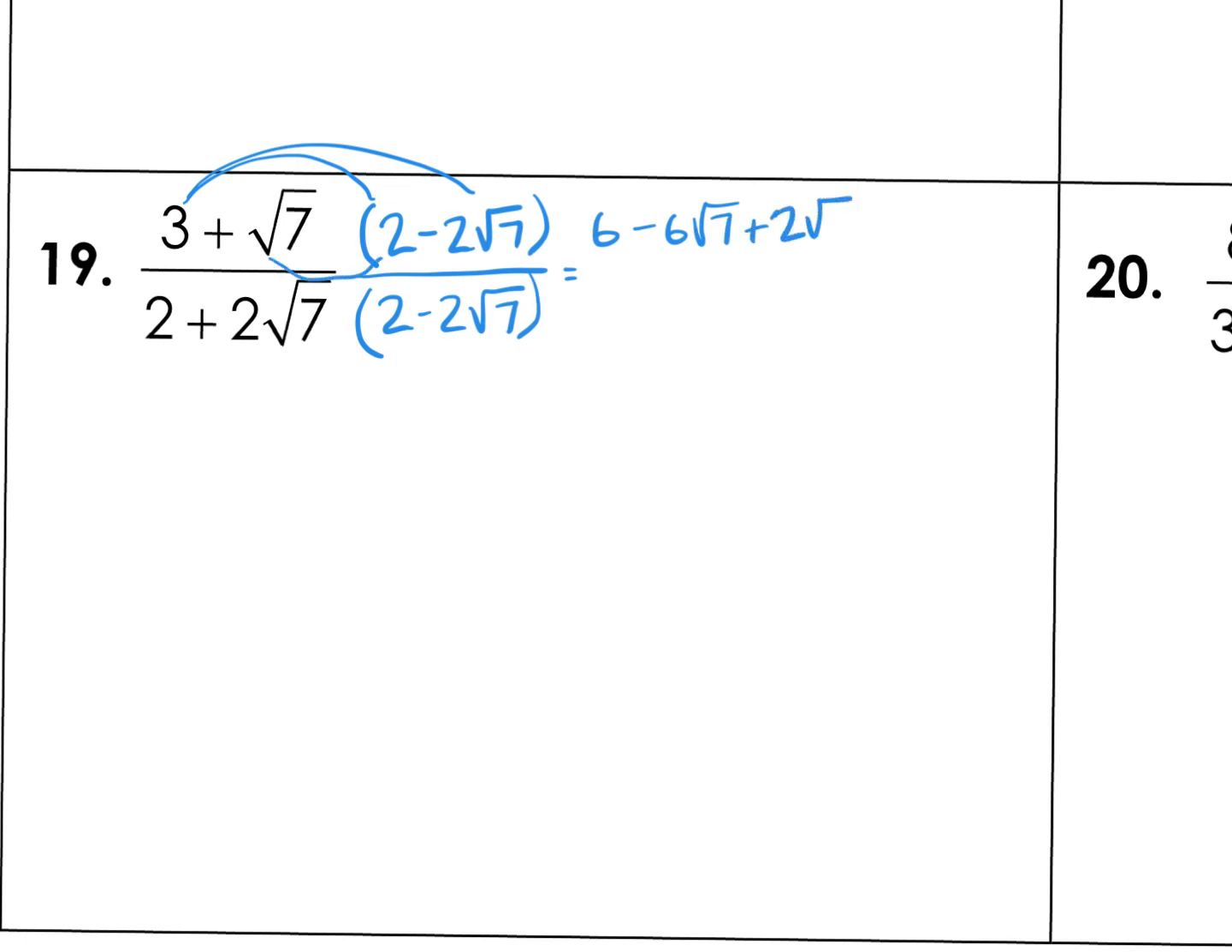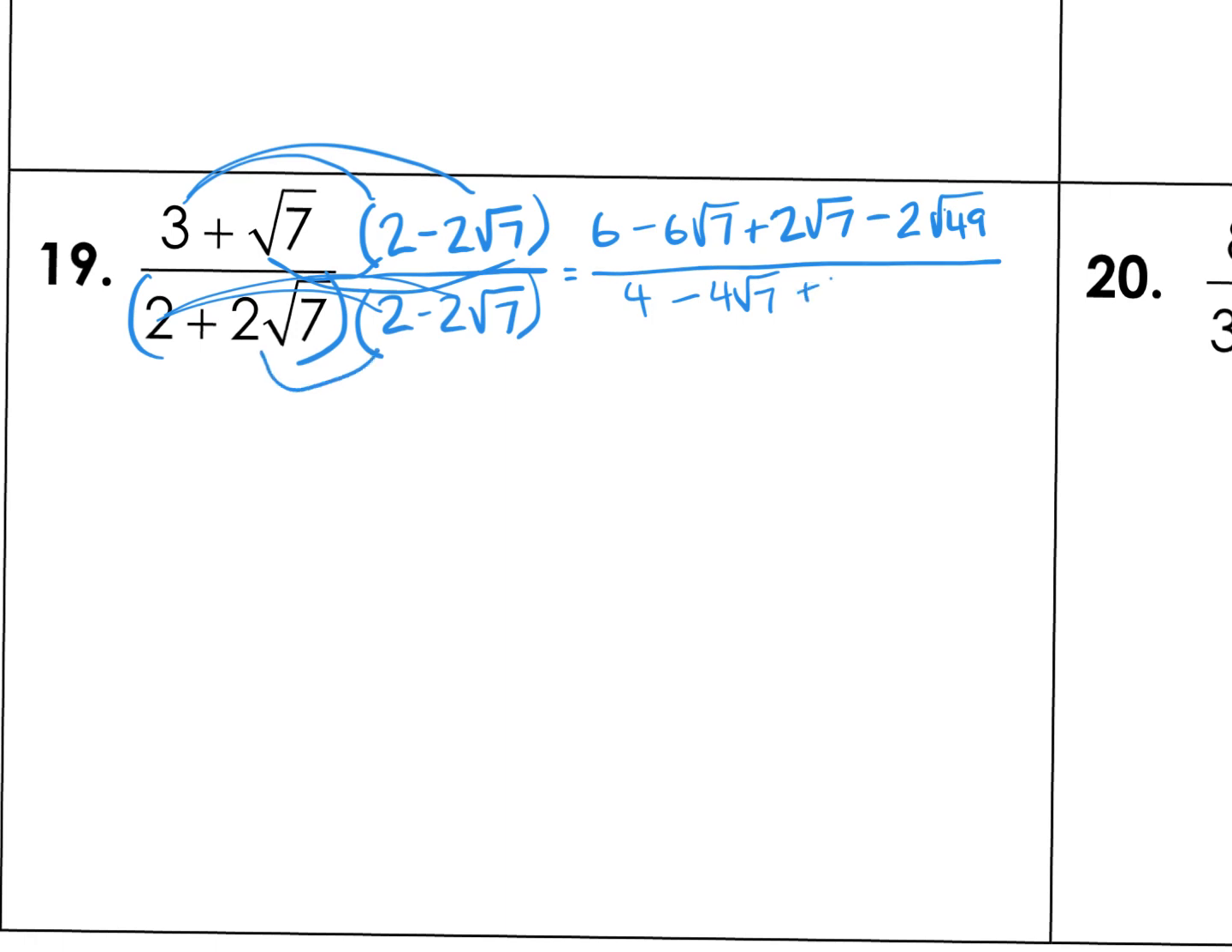Positive 2 root 7. And then minus 2 times 2 root 49. That's the top. The bottom is 2 times 2 is 4. 2 times negative 2 root 7 is negative 4 root 7. Then we have plus 4 root 7 and minus 2 times the square root of 49.